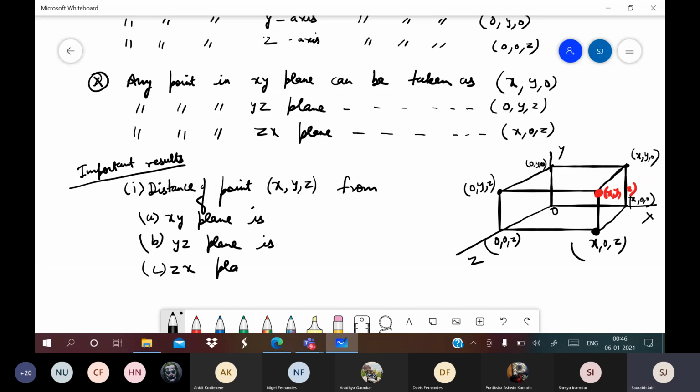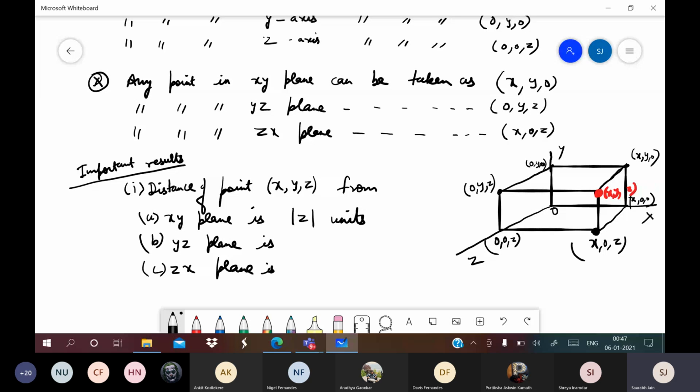Can anyone tell me what is the distance of this red point from xy plane? Z. Z, yeah, that is correct. So I will just make a slight change there and I will say it is mod z. And the reason is obvious. See, this distance, here it is okay.